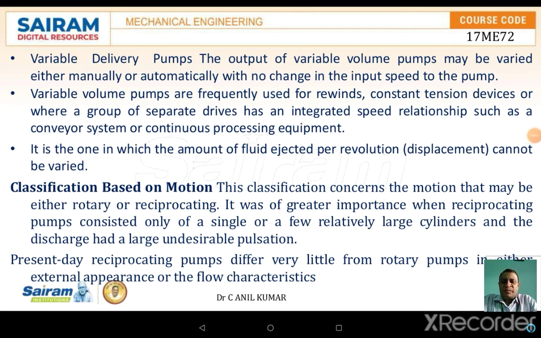Variable delivery pumps. The output of a variable volume pump may be varied either manually or automatically with no change in the input speed to the pump. The variable pumps are frequently used for rewinds, or constant tension devices, or where a group of separate drives has to integrate the speed relationship, such as conveyor systems or continuous processing equipment.